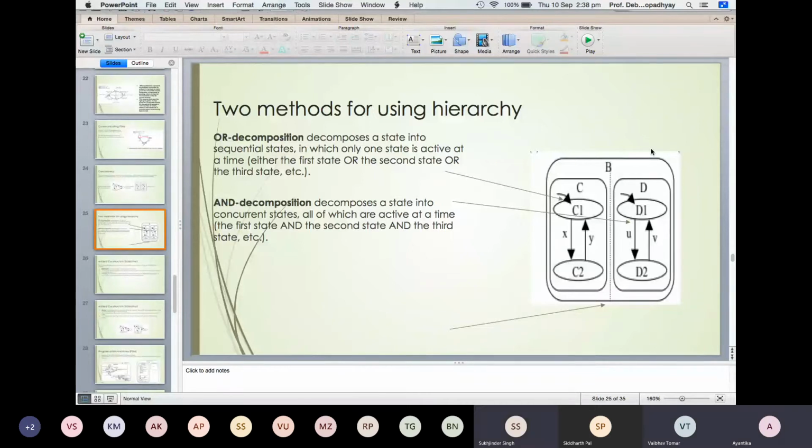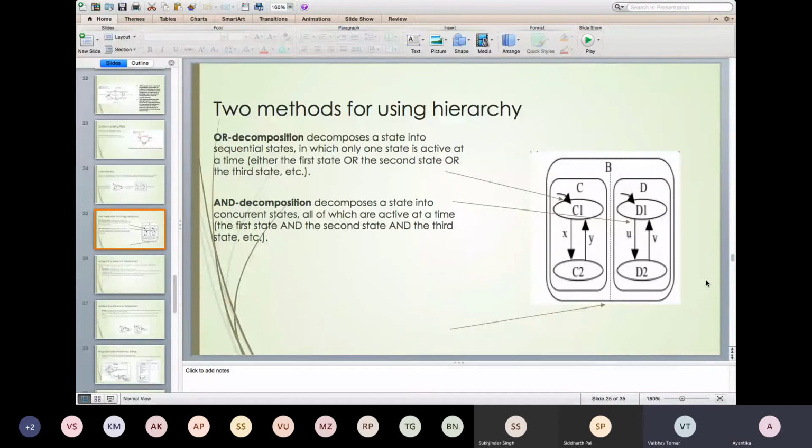Yes, ma'am. So ma'am, it basically decomposes by keeping only one state active at a time, like an OR gate. So if one state is active at a time, and if that state is decomposed into sequential states, then this would be OR decomposition. Exactly.